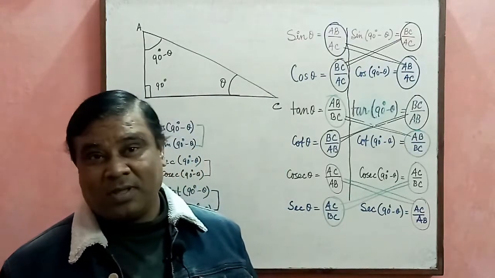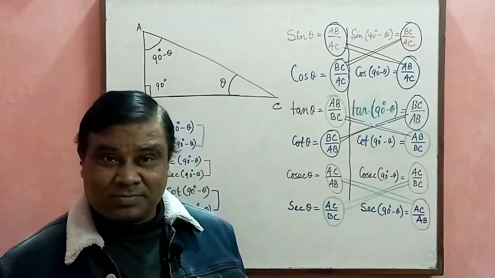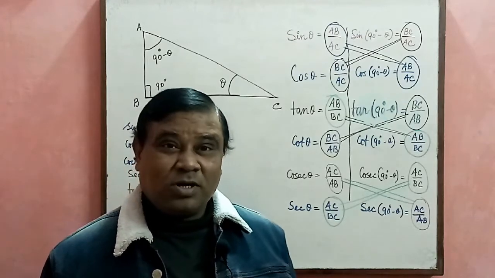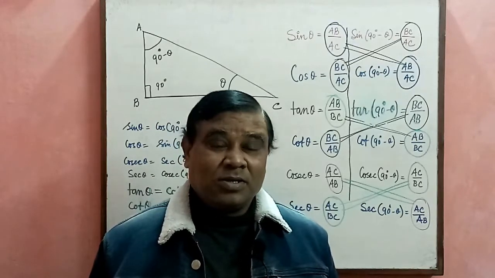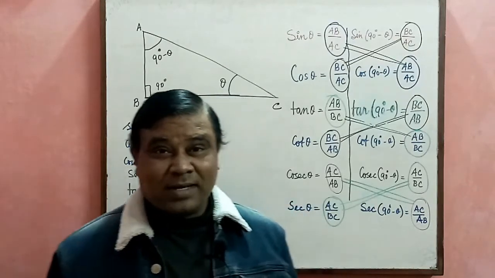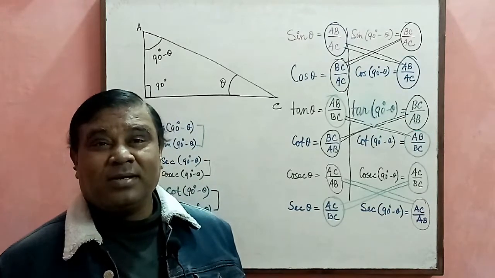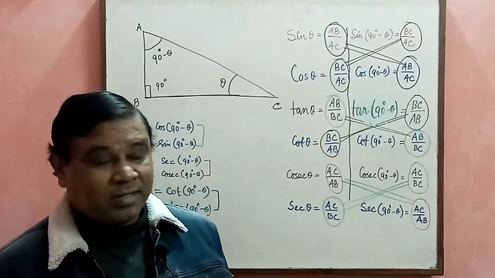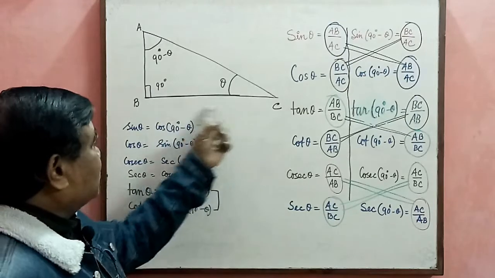Today, I will discuss the angular relations of trigonometry. I told you this is based on a right angle triangle, so one angle is 90 degree and the sum of the other two angles is also 90 degree. Here, this is a right angle triangle.